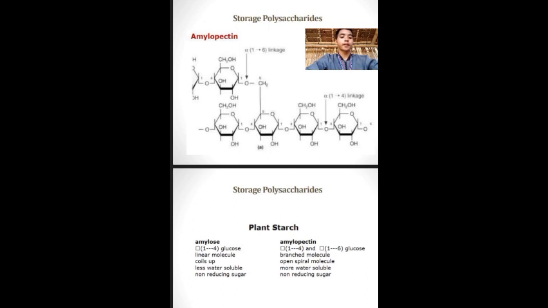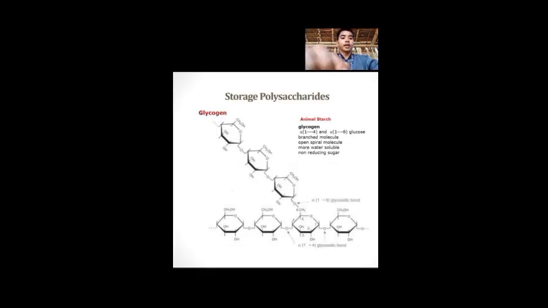So as you can see, in the structure of amylopectin there are two types of branches. The first is alpha 1,4 and the second is alpha 1,6. This is the glucose branch molecule, an open spiral molecule, more water soluble, a non-reducing sugar. Then glycogen.